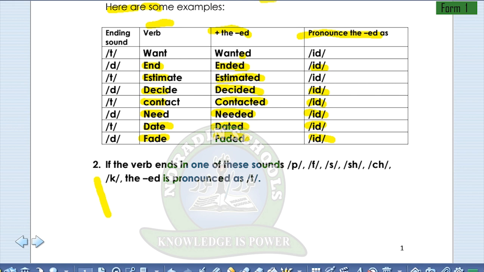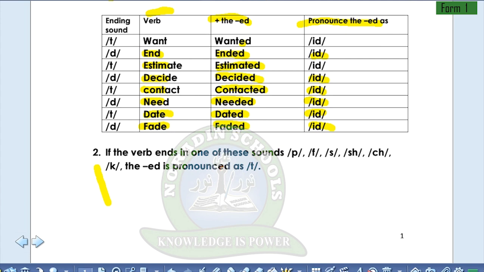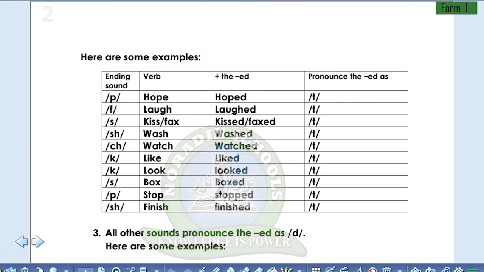These letters, voiceless letters. Or let me write it here. The voiceless letters are P, S, SH, CH, K. If the word ends with a voiceless letter, such as S, P, CH, SH, GH, K, the ED at the end of the verb is pronounced as T.